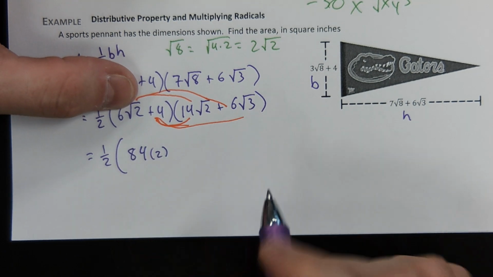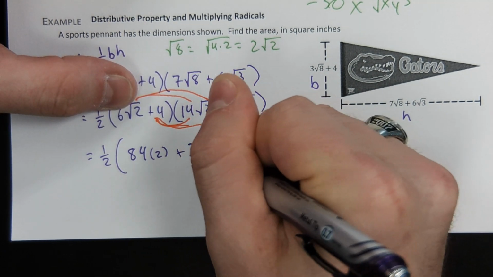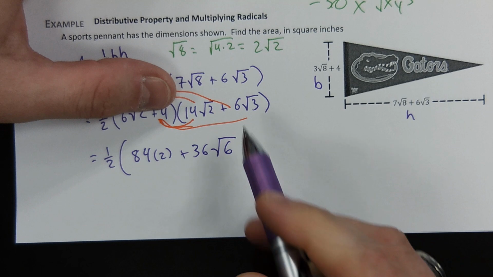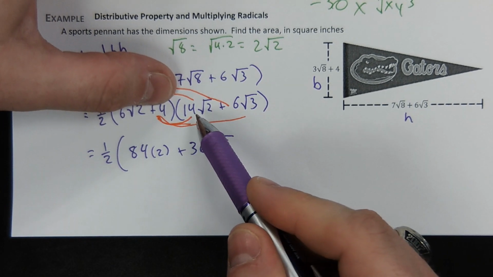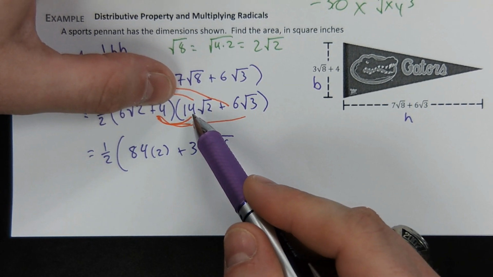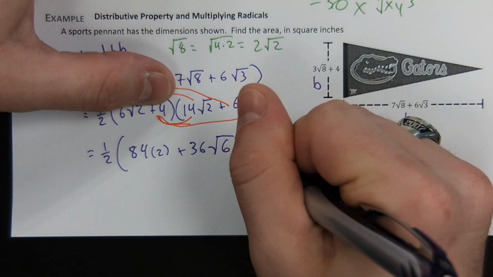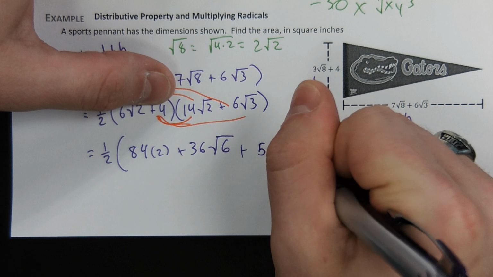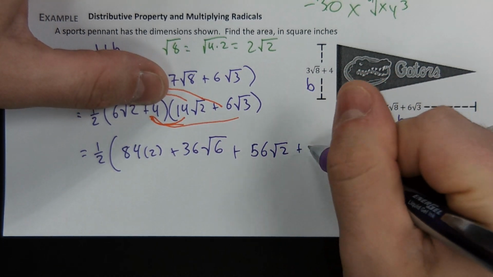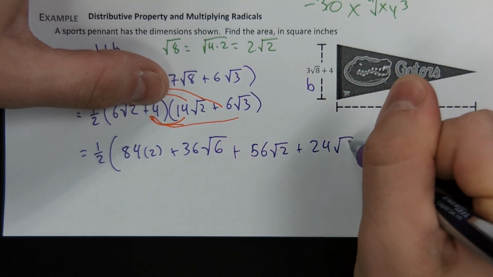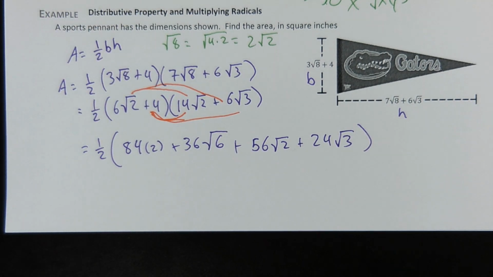6 root 2 times 6 root 3 is 36 root 6. Again, do you know 4 times 14 off the top of your head? Probably not. But 4 times 10 is 40, and 4 times 4 is 16. 40 and 16 makes 56. And 4 times 6 is 24. Now I'm going to distribute my 1/2.